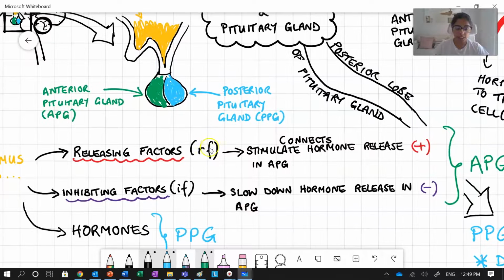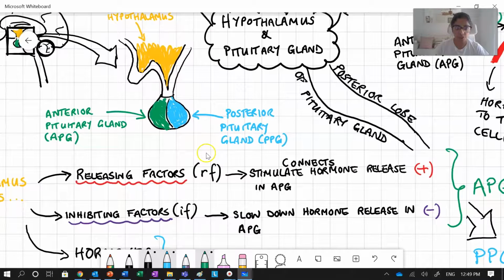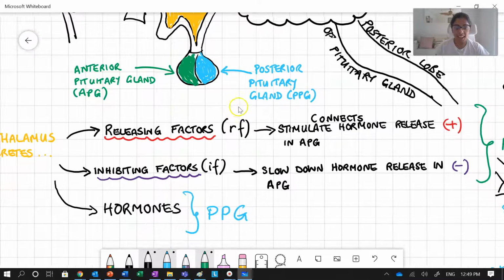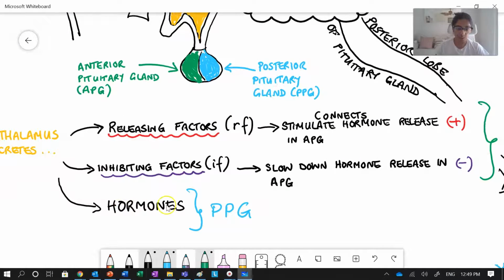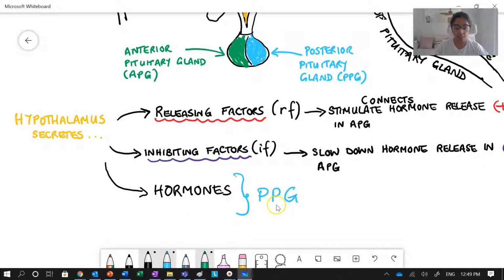Now, the hypothalamus also has an important neuronal function, which I talked about briefly, and it actually makes hormones. Okay, we're going to talk about this in more detail when we talk about the posterior pituitary gland, but the hypothalamus makes two hormones which are secreted by the posterior pituitary gland.